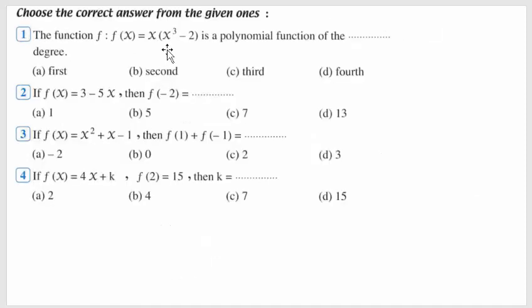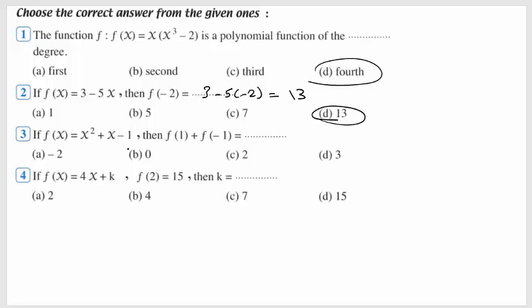x multiplied by x power 3 minus 2. What is its degree? x multiplied by x power 3 will be x power 4, so x fourth degree. f of x equals 3 minus 5x, find f of negative 2. To find f of negative 2, replace each x with negative 2. So it will be 3 minus 5 multiplied by negative 2. The answer will be 30.